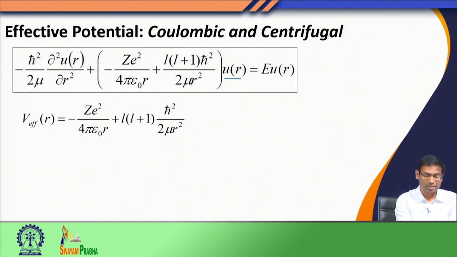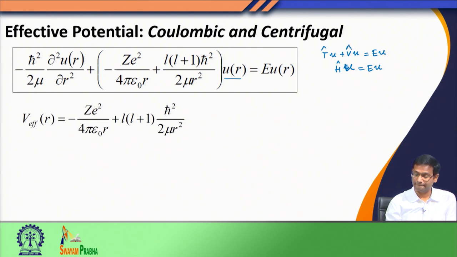How is it so? If you see, this term is simply minus h bar square by 2 mu into d square by dr square on a function u. This is a kinetic energy operator, and here there are some potential energy terms, and then on the right hand side you have E dot u. So, this simply resembles T u plus V u equals E u, where this potential energy has got two terms. What are the two terms here?